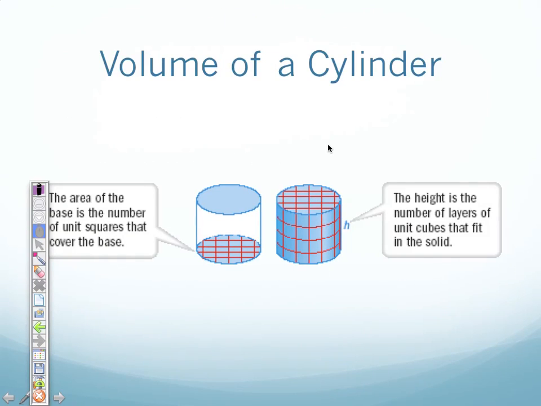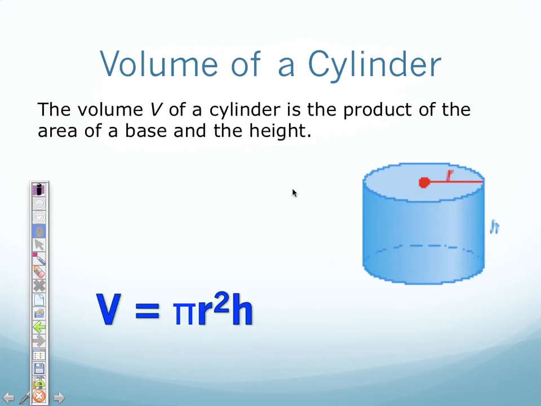Let's start looking at a couple different shapes now. This is the volume of a cylinder. Again, volume is going to be the space inside. We have to deal with the area of the base, which is the number of units squared that cover the base, and the height is the number of layers of units cubed that fit in the solid. That's what we're talking about when we're talking about volume of a cylinder.